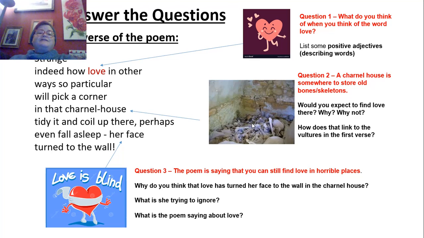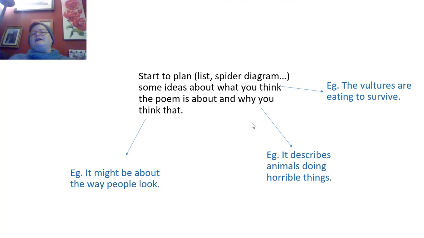And when you've done that, you can move on to task 4 and start to make a list of things that you think the poem is about and why you think it.